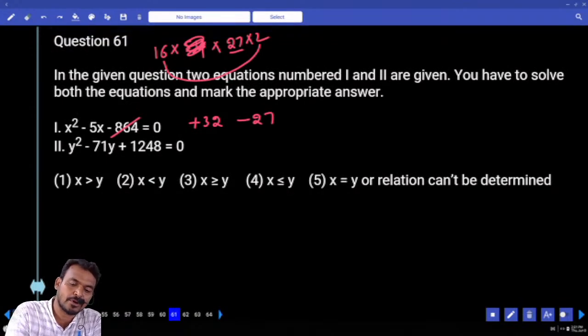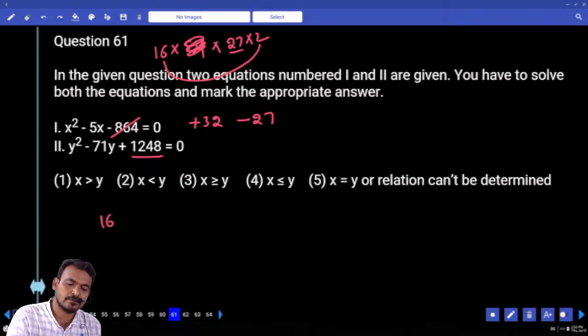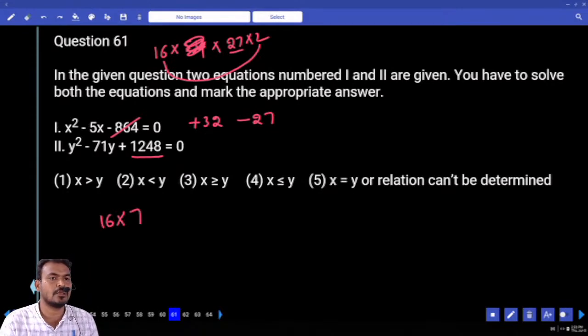Next, what is the second one product? 1248. 1248. It is a multiple of 16. Yes or no? 16 how many times? 7 times. What is the remaining? 112 completed or not? What is the remaining?